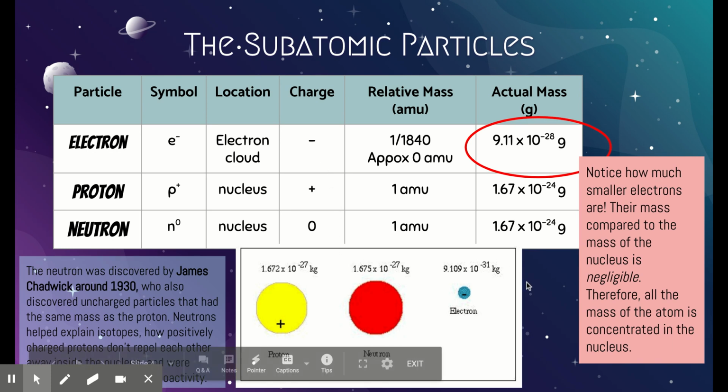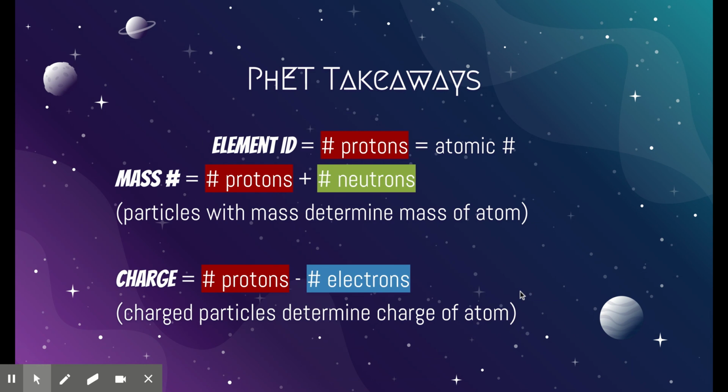Okay. So we've got our 3 particles: electrons, protons, and neutrons. Here are some things that you should have seen in the PhET. Okay? About each atom, we can determine what element it is, what its mass number is, and what its charge is. So the element ID, what element something is, is dependent on the number of protons. And that is the same thing as the atomic number.